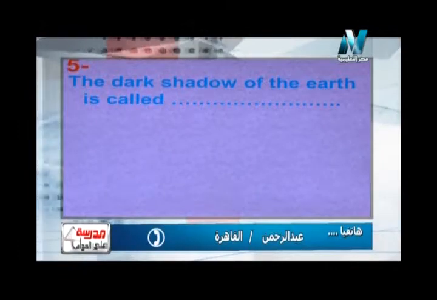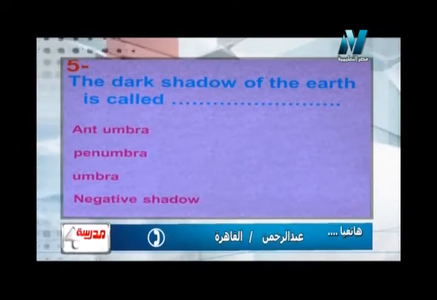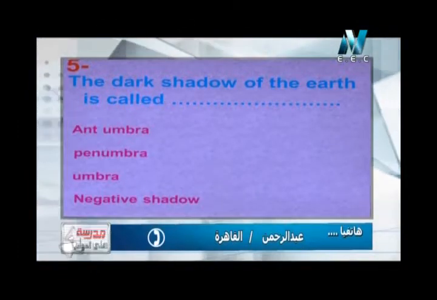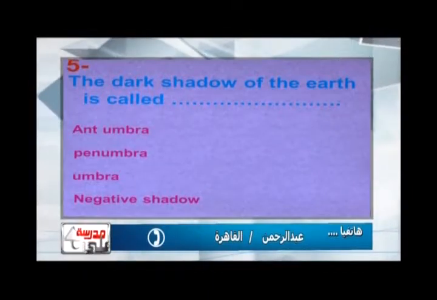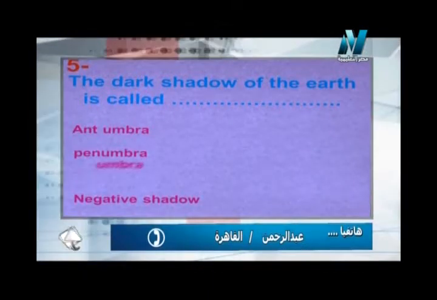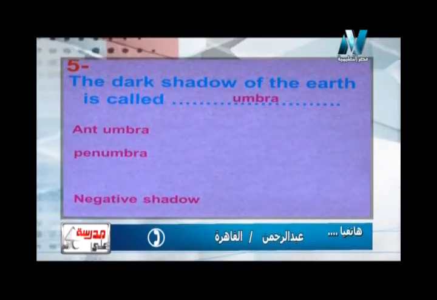Another question for you, Abdurrahman. The dark shadow of the earth is called what? Antumbra, penumbra, umbra, negative shadow. The dark shadow area. Umbra. Very good. Excellent, Abdurrahman. Dark shadow area of the earth is called umbra.